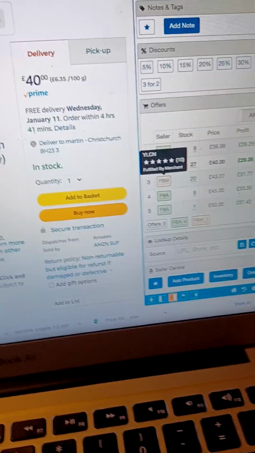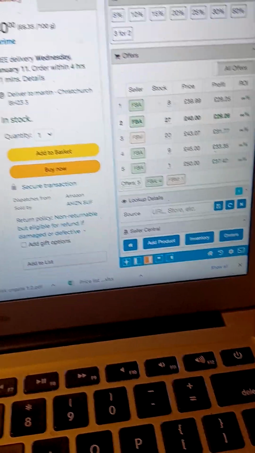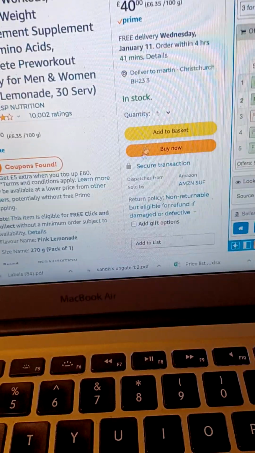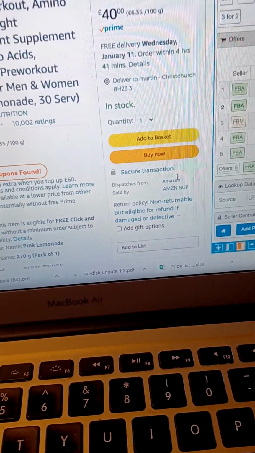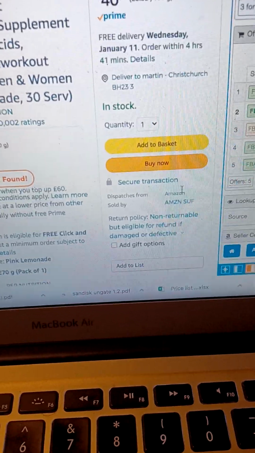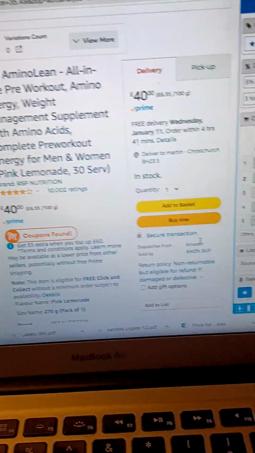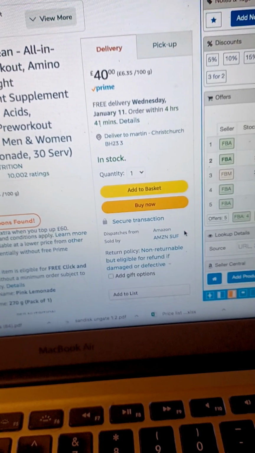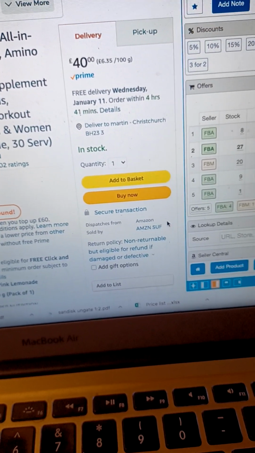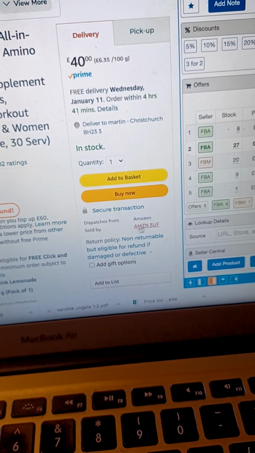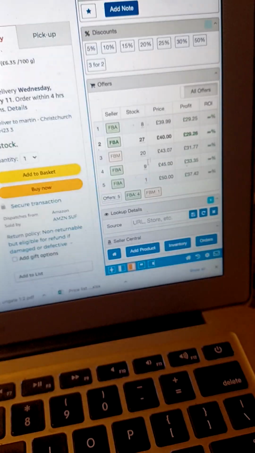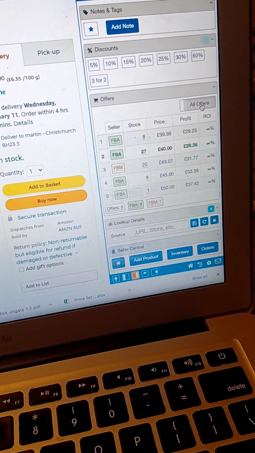Most stuff, if you look on Amazon, when you buy stuff, most stuff will say dispatches from Amazon, which shows Amazon only have 10% of the stock from them. So let's say it's 80% FBA sellers. You can see why you can kind of dismiss FBM.